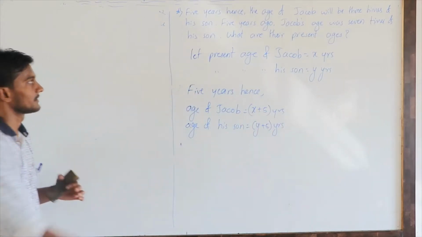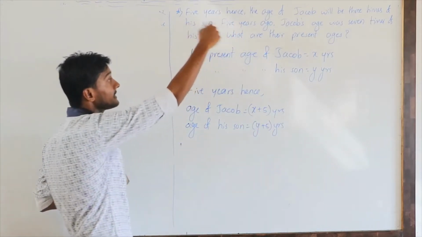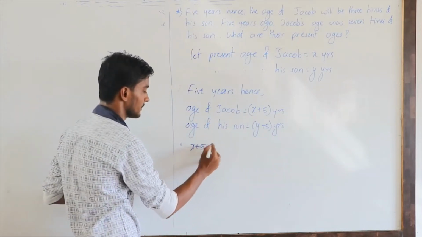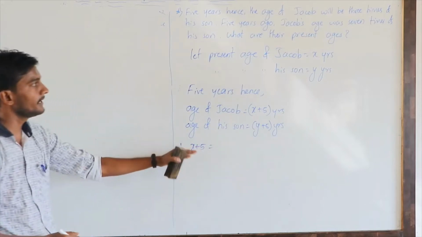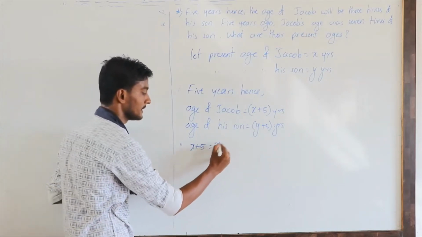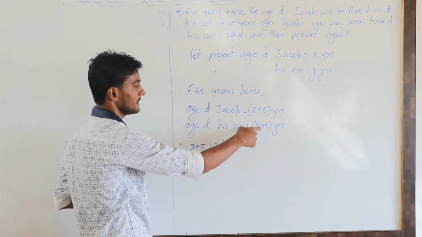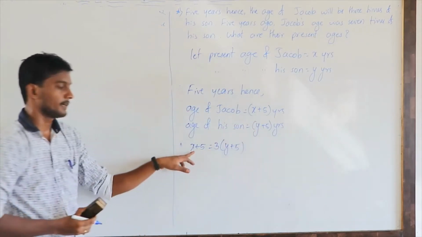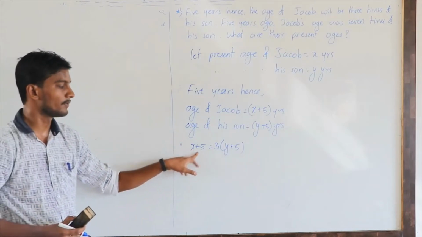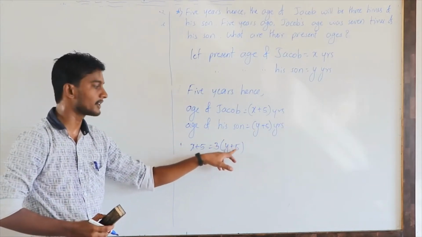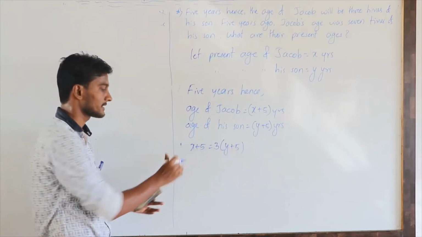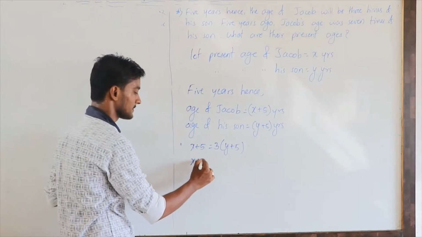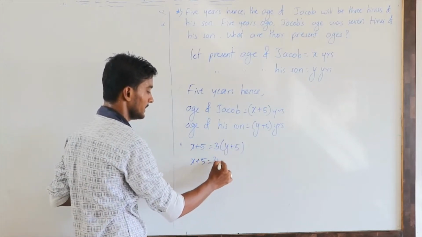So by the condition, what is given? 5 years hence, age of Jacob. What is the age of Jacob? x plus 5. The age of Jacob will be 3 times that of his son. What is the age of his son after 5 years? y plus 5. 5 years hence, the age of Jacob will be 3 times that of his son's age. So x plus 5 is equal to 3 into bracket y plus 5. So simplify this. x plus 5 is equal to 3 into y, 3y.